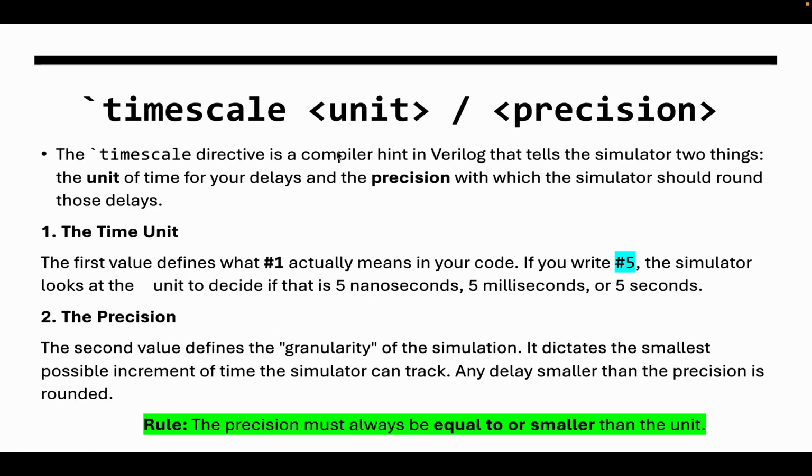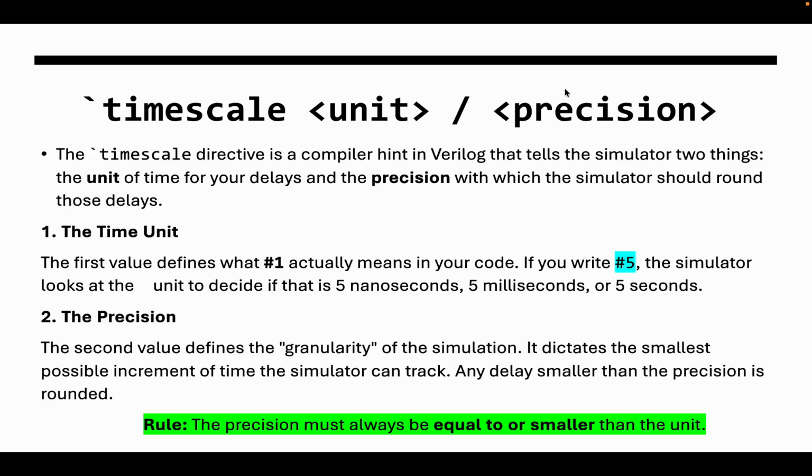The first part of the timescale is the unit. What it tells is, if we write hashtag 1, whether it means seconds, nanoseconds or milliseconds. Look at the unit to decide if that is 5 nanoseconds. If you have written 1 ns here, and you write 5 in your generation of clock, it will be treated as 5 nanoseconds.